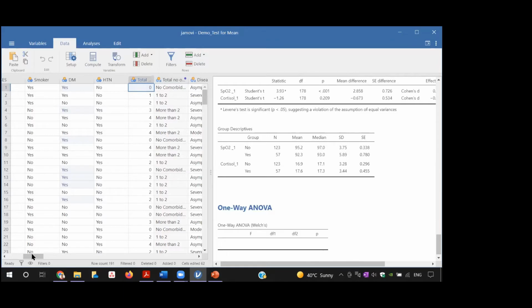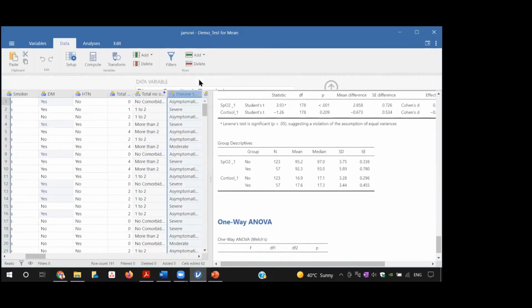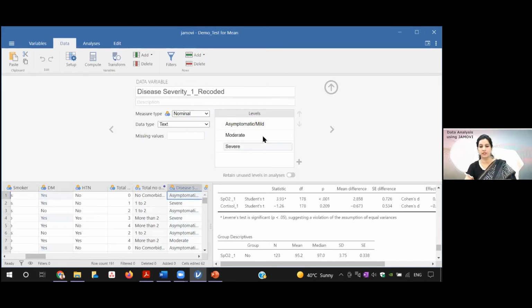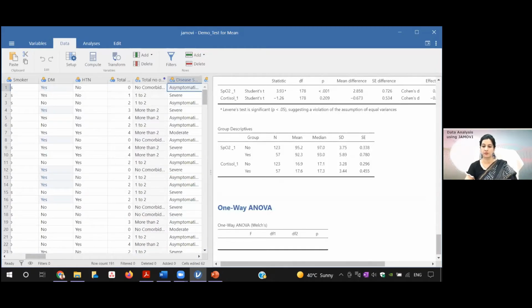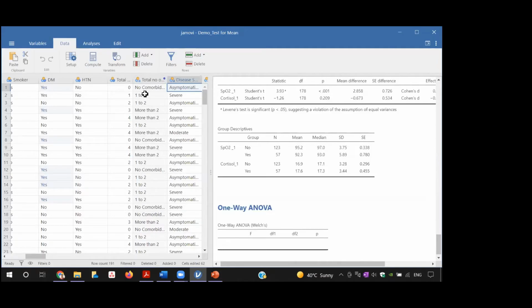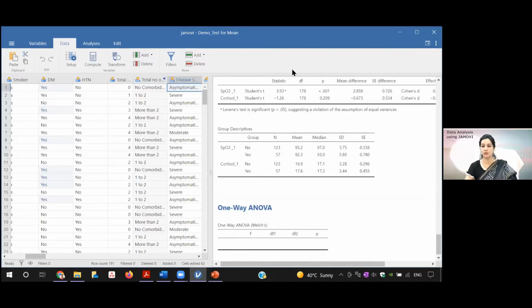And this one. Asymptomatic, yes, mild, yes, moderate, this one, severe, this one. Yes. This one will be the asymptomatic, moderate, and severe. So disease severity 1 recoded. This will be the group. Or maybe for comorbidities categories, if you want to see, you can have this total number, no comorbidity, 1 to 2 and more than 2. You can take any of these 2. It's up to you because you are the researcher.